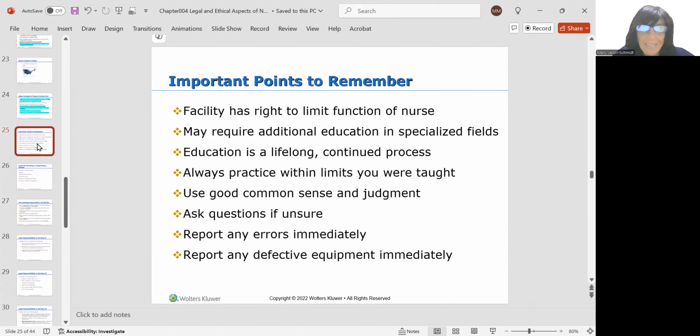Okay. Important points to remember. You may hear someone say, oh, an LPN can't do that. LPN can't do an IV. LPN can't do a wound vac. According to the Board of Nursing, that is not true.